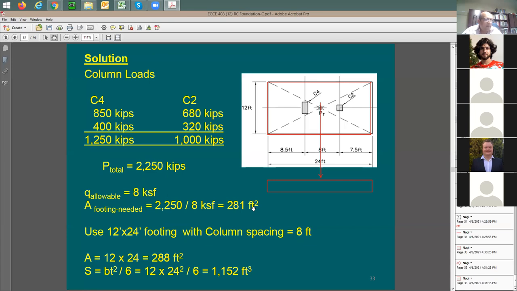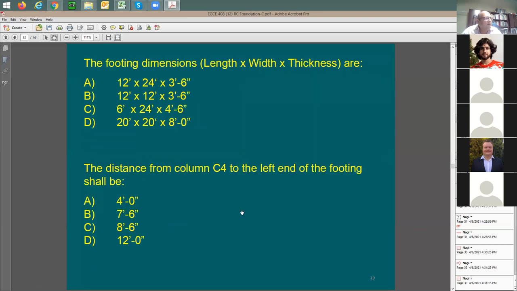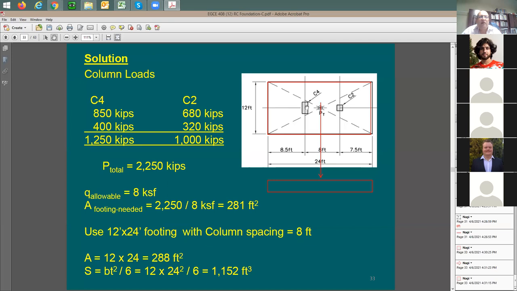I said, okay, how about 12 by 24? Why did I pick this footing? Because I have a few options. So try this: 12 by 24, 12 by 12, 6 by 24, 20 by 20. If you're talking about a square footing, does it make sense? When you have two columns like this, does it make sense to have a square footing? It's just going to be a rectangular footing.